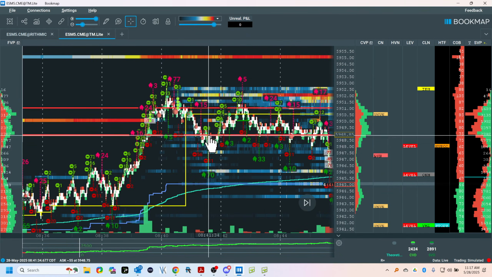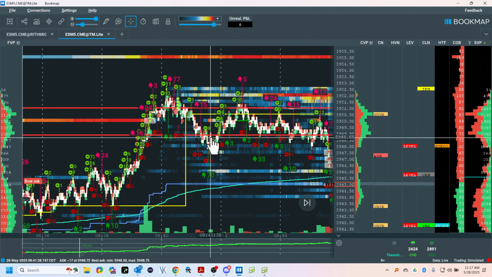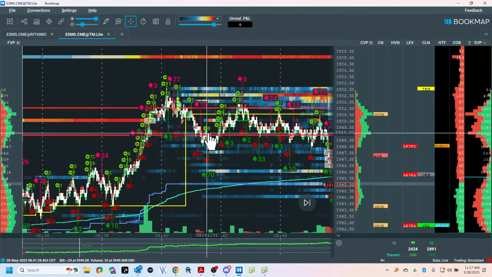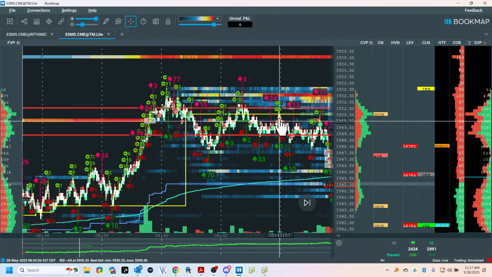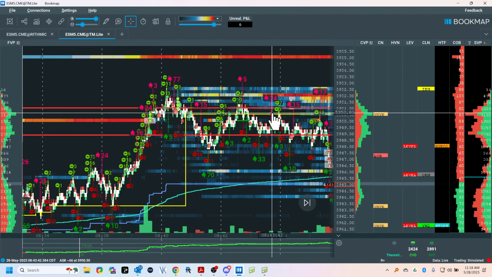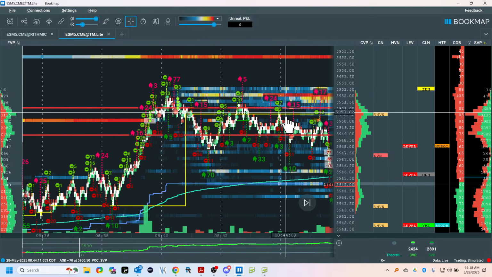Now here's the other thing. If I understand what happened here, and I understand right here is where the buyers took over and the sellers got filleted, and I pull back to where the buyers took control, is it logical that I could get long to the mean? That's what this is called, mean reversion. And that's the mean or the mode.